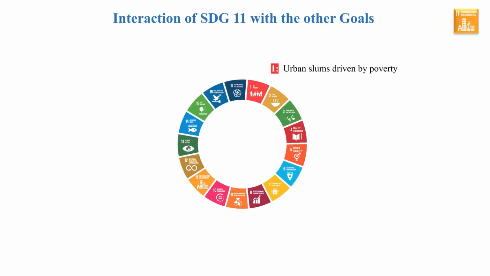Interaction with other goals. Urban slums are driven by poverty, and again, rural to urban migration. Urban agriculture, we spoke about this yesterday as well. I think it was under goal number 2. We're just seeing now that the rainy season is upon us.